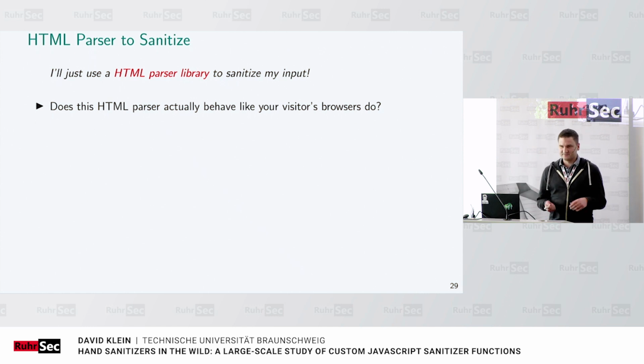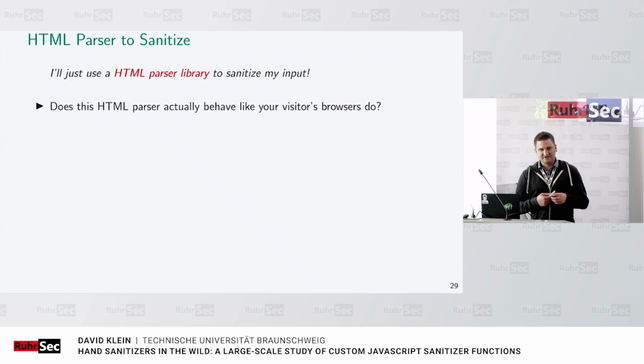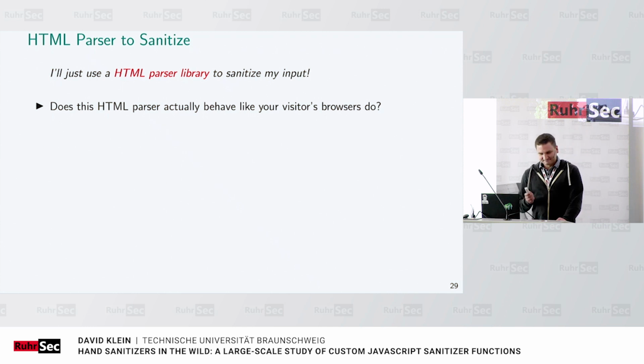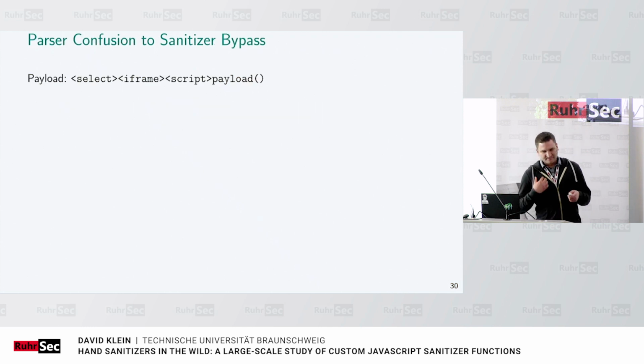You have visitors with Firefox and visitors with Chrome, and even those browsers diverge pretty heavily in some cases, usually in the security-sensitive cases. This can be used to abuse parser confusion, two disagreeing parsers, to bypass a sanitizer. I will show an example and go through how this works. You have a payload which is simply a select tag followed by an iframe and followed by a script tag with some JavaScript code.